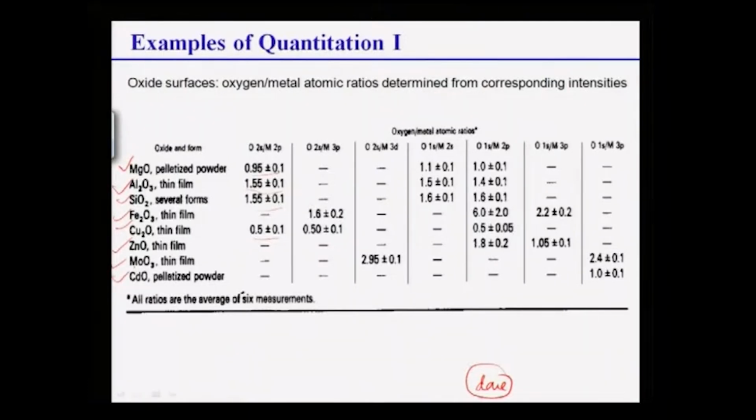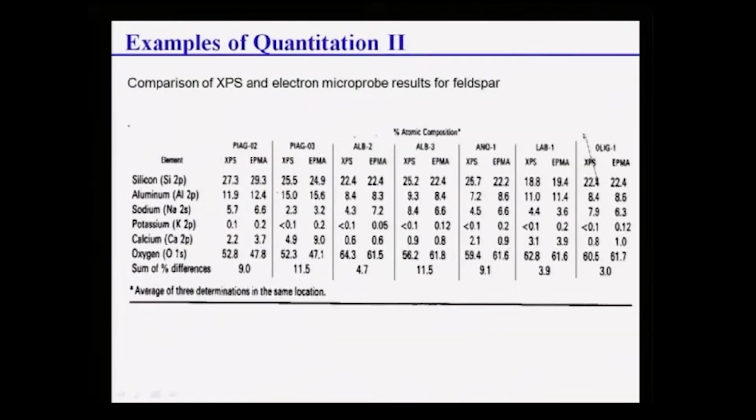These ratios are actually averages of 6 measurements, and they are very reliable. So, one can obtain from the ratios the exact oxygen to metal amount ratio for the particular oxide. If you compare these XPS measured quantities with the electron microprobe, things will be much clearer. Let us talk about silicon, this is silicon 2p, so it is silicon dioxide. XPS gives you 27.3 percent, while the electron microprobe gives you 29.3, just differing by 2 atom percent.